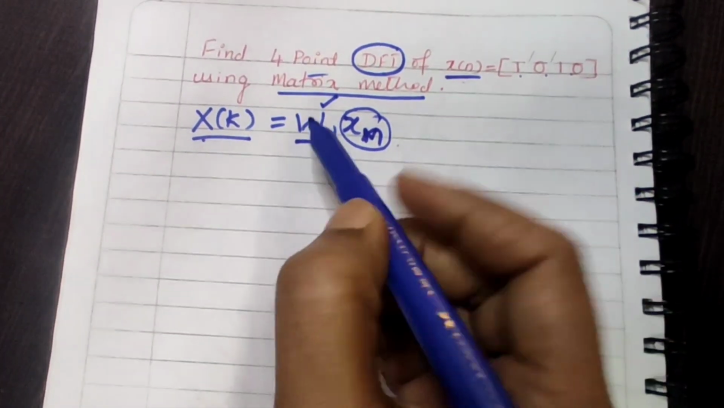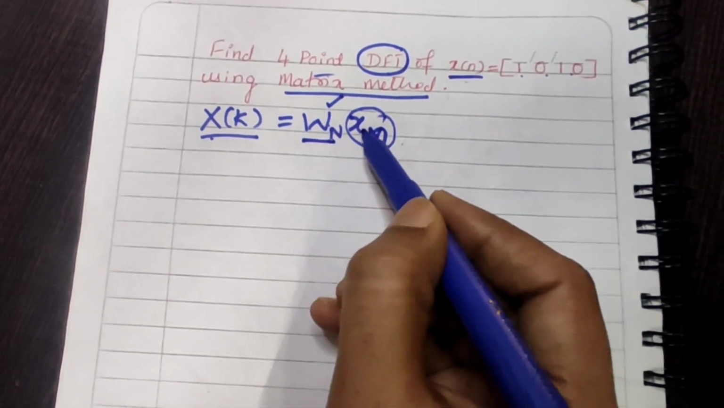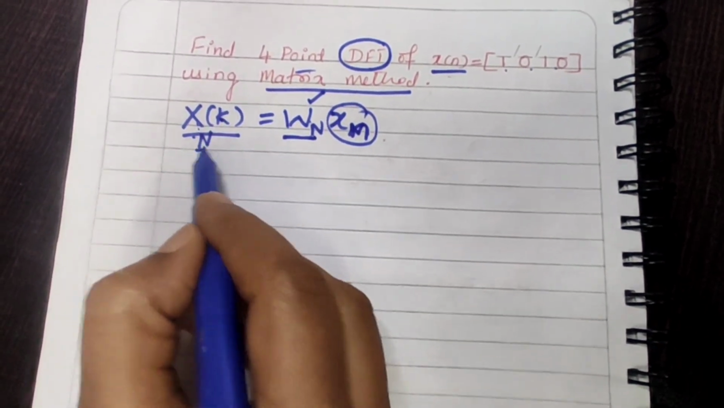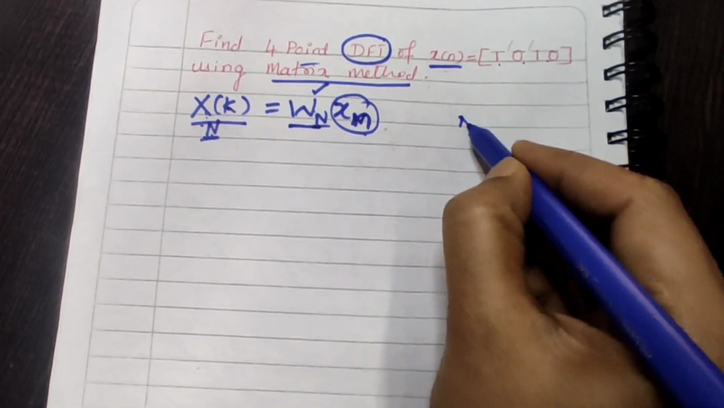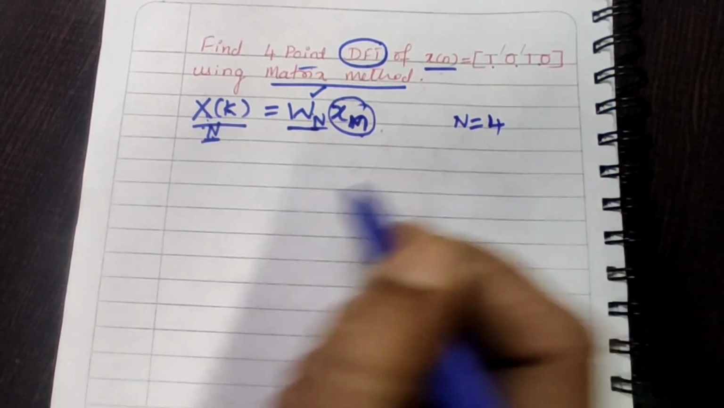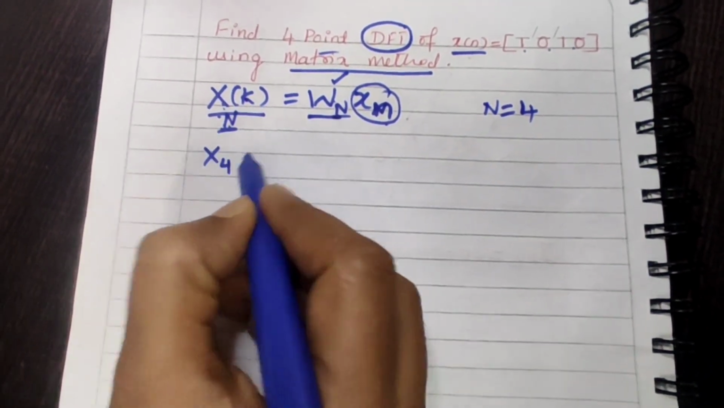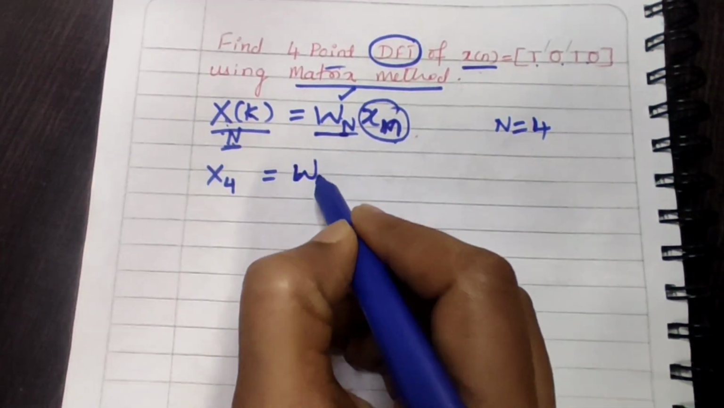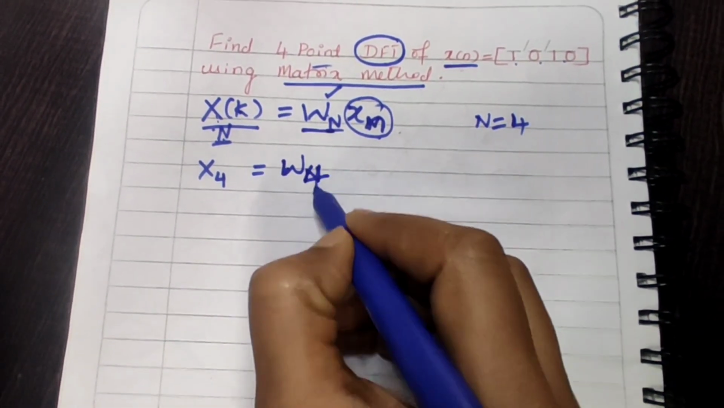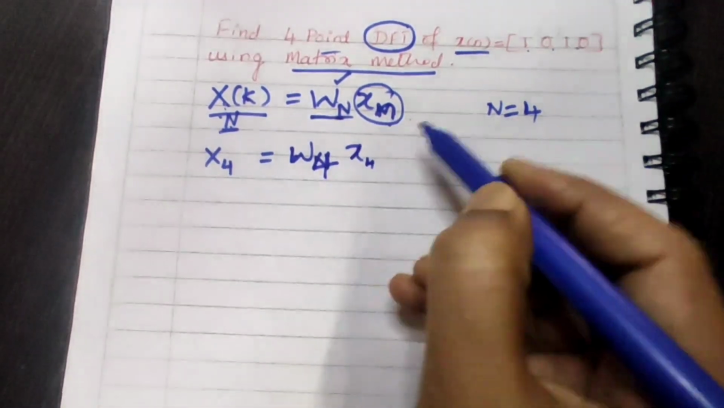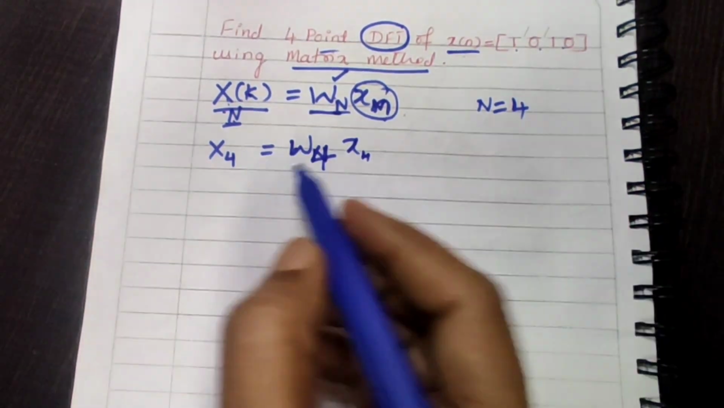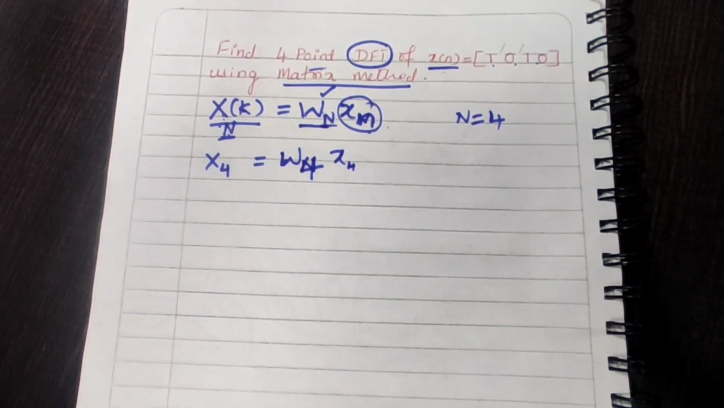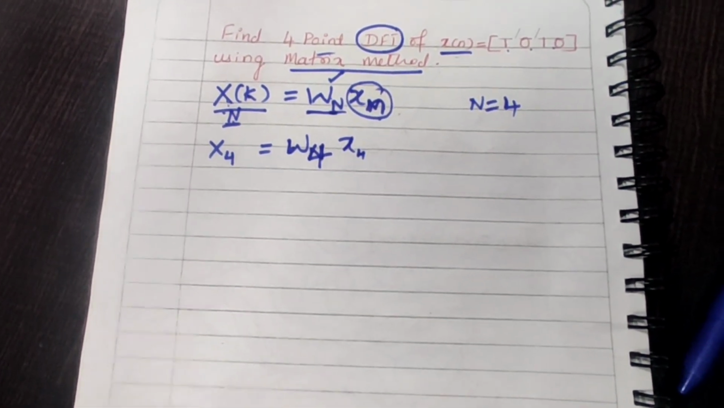So X of k equals omega N into x of n, and here N represents 4 points. Therefore X4 means X of k can be found from W4 and x of n. So 4 sequences we have to find. How can we find them in matrix form? If we express these things in matrix form.